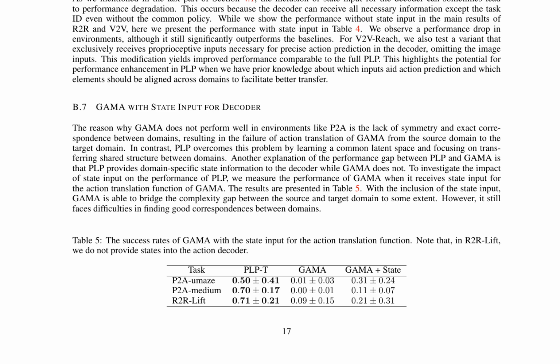They also present the success rates of PLP with state input for the action decoder in R2R and V2V reach, and compare it with Gamma's performance when receiving state input for the action translation function. The paper also extends the applicability of PLP to scenarios where actions from the source domains are unavailable.